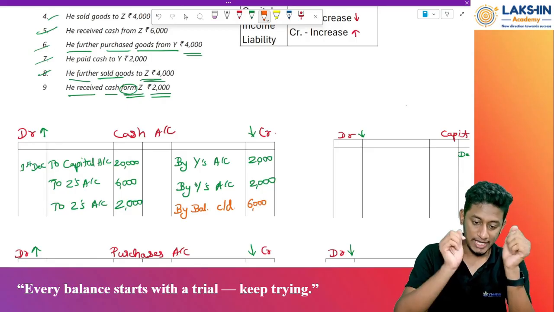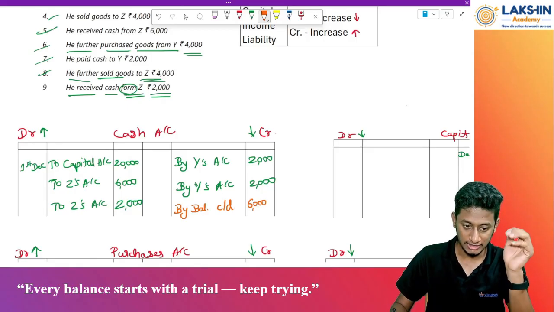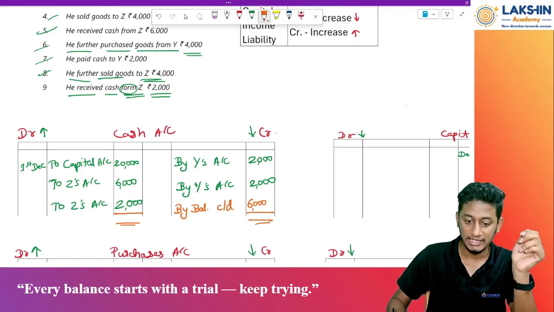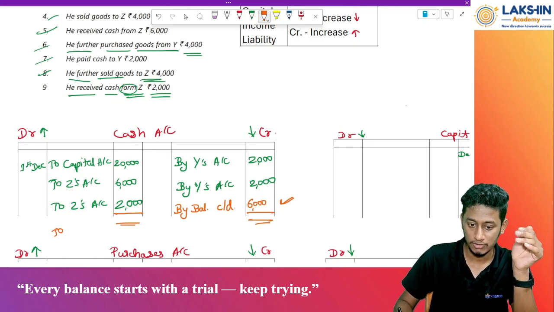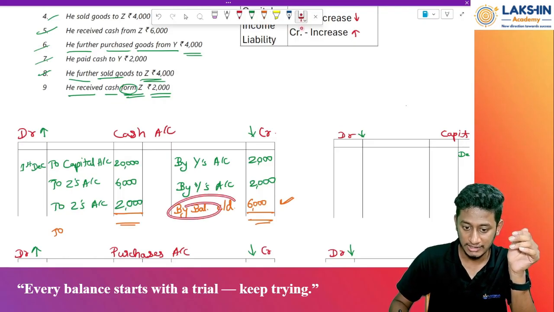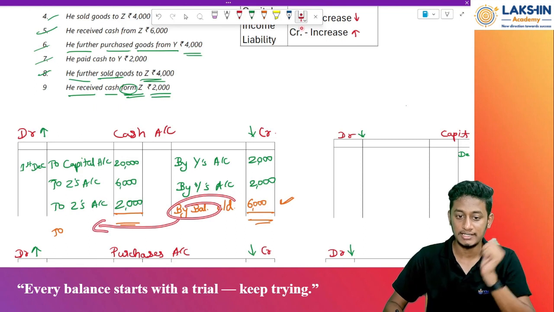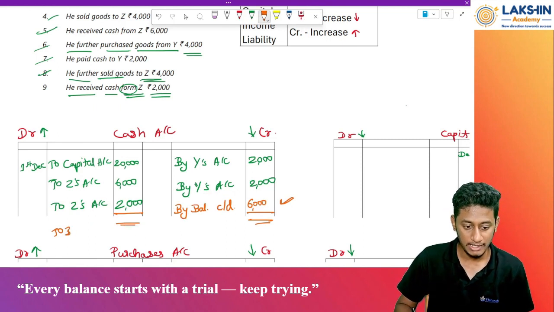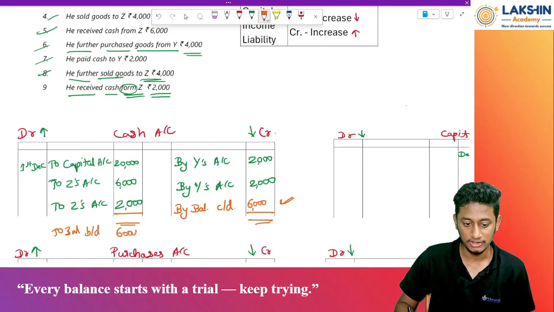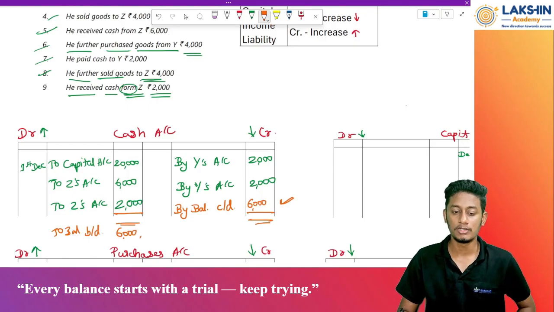Some of you might have an issue here. Okay, let me tell you. Write the totals in this column, and whatever balance is there will be carried forward to the next financial year on the debit side. The balance that was on the credit side will be carried forward to the debit side. This is how the balancing and the carry forward is done. So, To balance brought down, rupees 6,000. This is how you carry forward the balance.